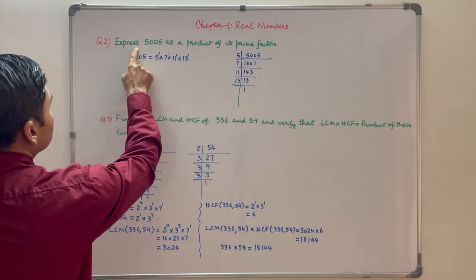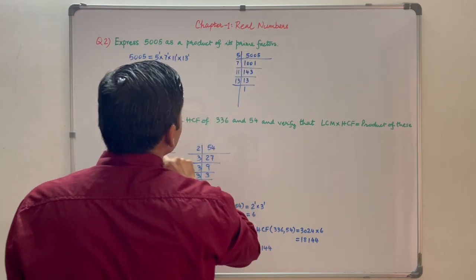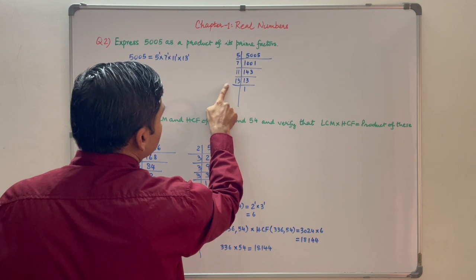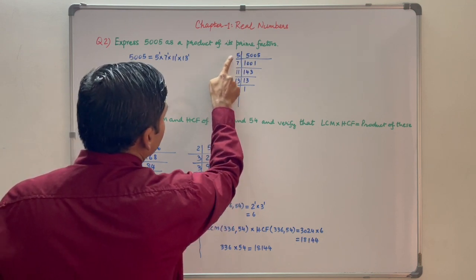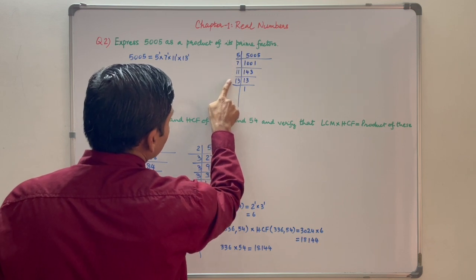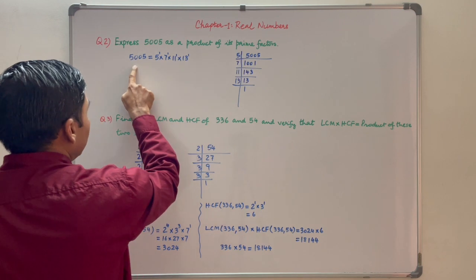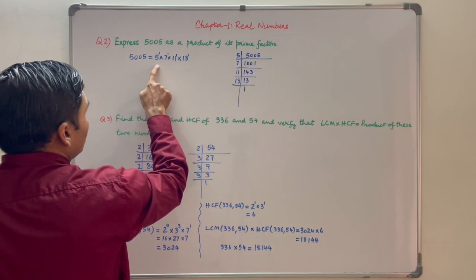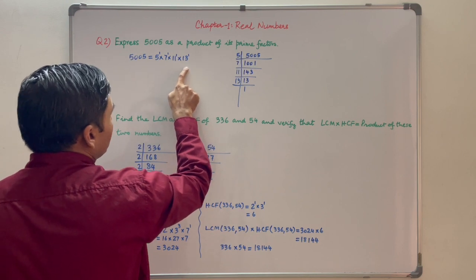Second question, express 5005 as a product of its prime factors. So first we will factorize 5005. We can write it as 5 into 7 into 11 into 13. None of the factors is repeated, so we can write 5005 is equal to 5 to power 1 into 7 to power 1 into 11 to power 1 into 13 to power 1.